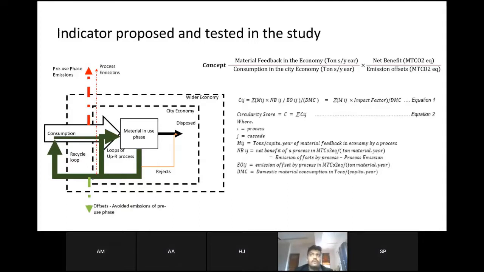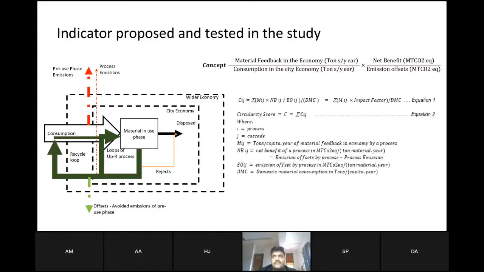And before I share the concept of the indicator, let me take you to the figure on your left, which is a simplistic representation of the circular flow that generally happens in a city. There is consumption, use of material and disposal that happens in the city. And then there are upper processes which put those materials back in the use stream again, be it in the city economy or outside the city boundaries. Each process basically is avoiding some emission because the new consumption is avoided, but the process itself also has certain emissions which are released. So the indicator concept has basically two parts.